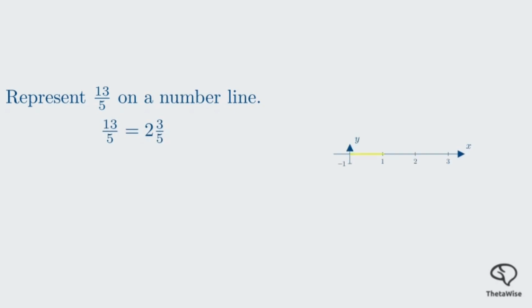This means we go past 2 and into the space between 2 and 3. We divide that space into 5 equal parts because of the denominator 5. Then, we count 3 of those parts to the right because of the numerator 3. And there you have it. 13/5 is perfectly placed on the number line. We've now located both a decimal and an improper fraction on the number line.